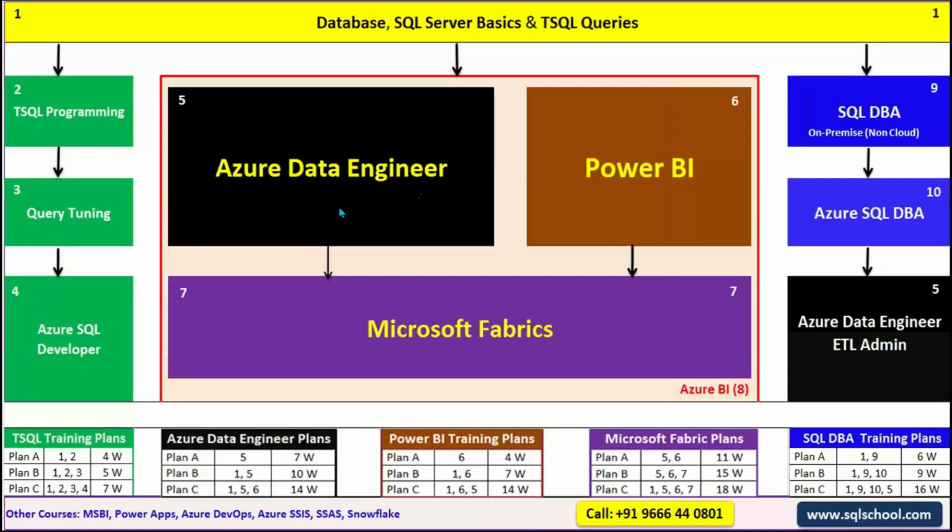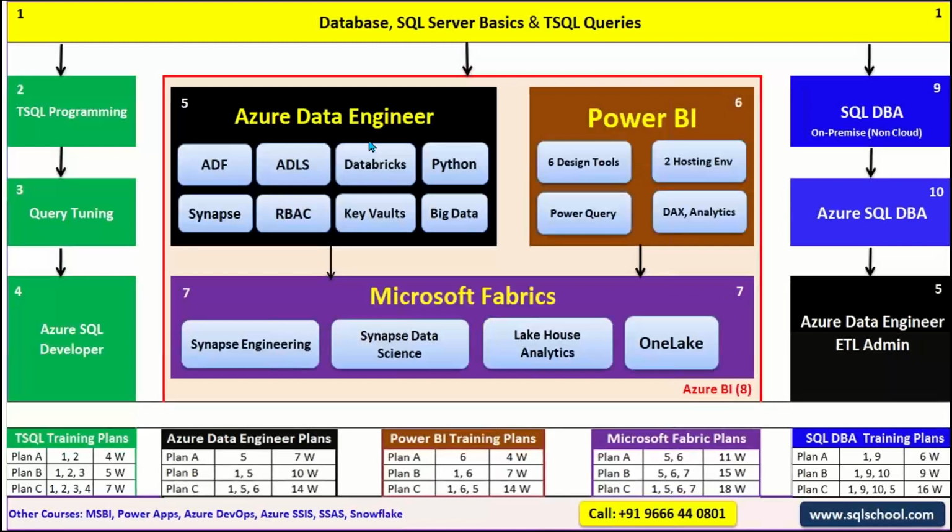What does this box 5 include? The Azure Data Engineering course includes Data Factory, Data Lake, Databricks, Python, Synapse, security activities, key vaults, and big data, RBAC, role-based access control. You may add Power BI to your skill set, front-end, reporting, analytics. And remember, box 1, SQL Server, TSQL basics and TSQL queries, are very much required to step into either box 5 or 6 and even 7, Fabric.